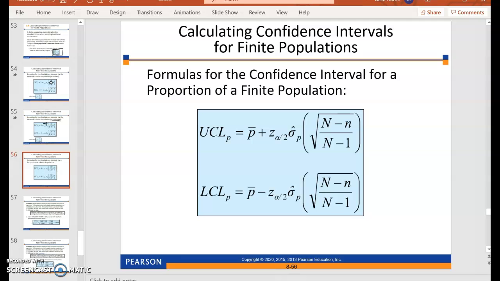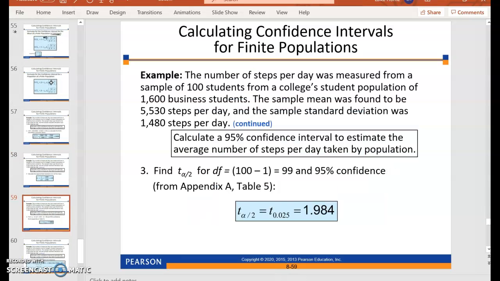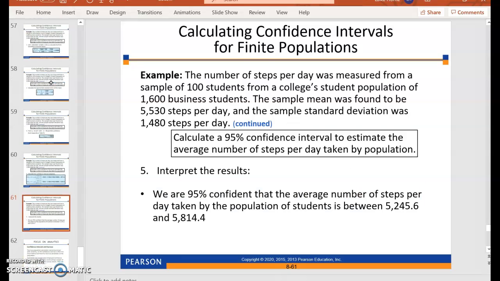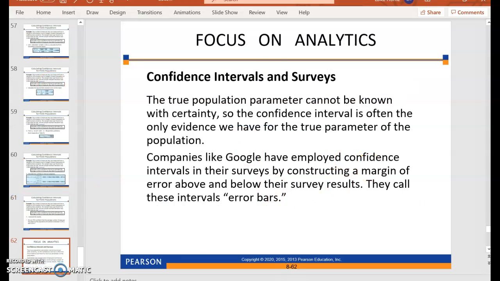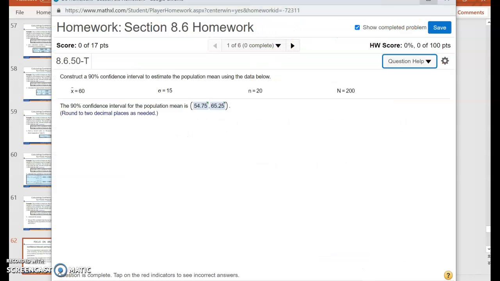Okay, same thing with the proportion. You would put that at the end. Okay, so that is really the only difference here. Everything else you're going to work the same way. Let's just go ahead and take a look at question 1.